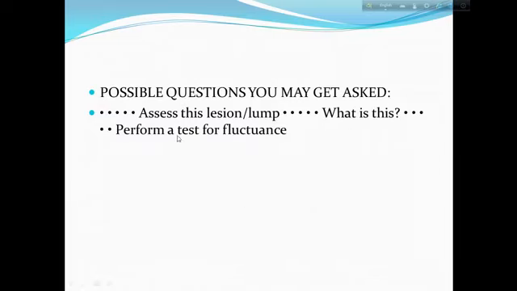Possible question you may get during the exam. First, assess this lesion or lump. What is this? And perform the test for fluctuation, indentation, or any other. These types of questions may arise during examination.